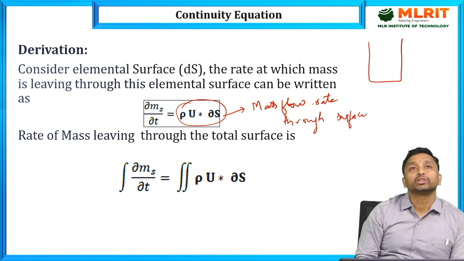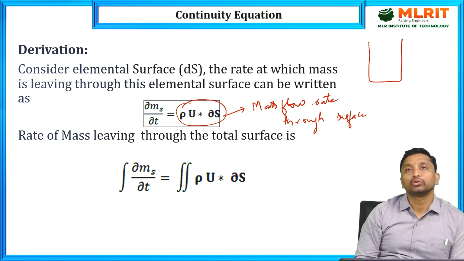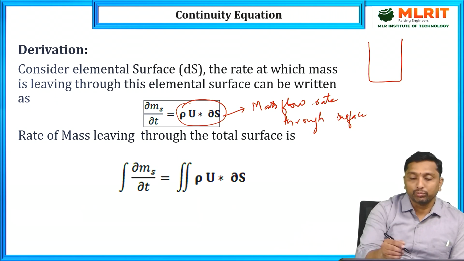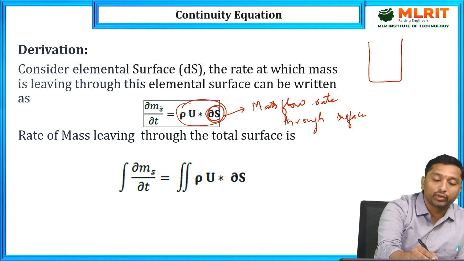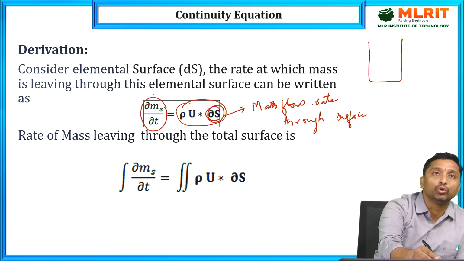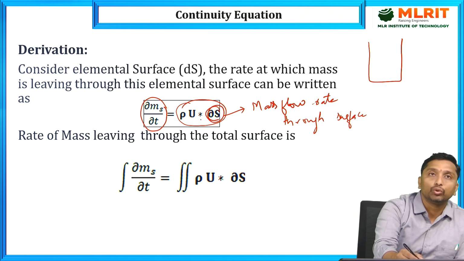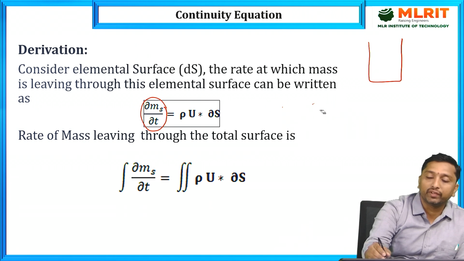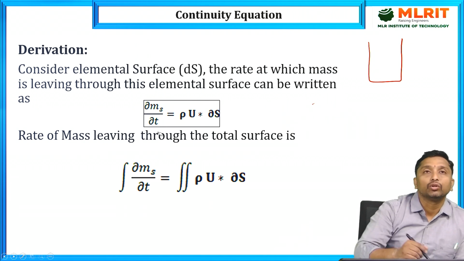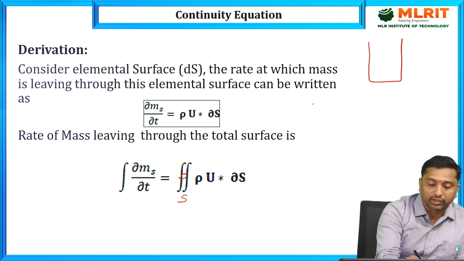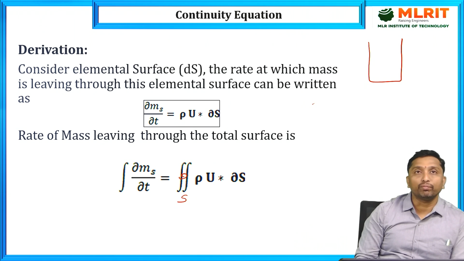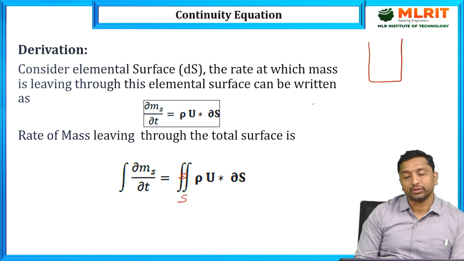Mass flow rate through a surface is given by rho times the velocity of the fluid times the area through which the flow is occurring. So for a small element dS, the mass flow rate through that dS can be written as ∂m/∂t = ρu·dS. For the complete surface area, we can integrate it over the surface. So it is the surface integral. The surface integral of ρu·dS indicates the rate of mass leaving through the surface.